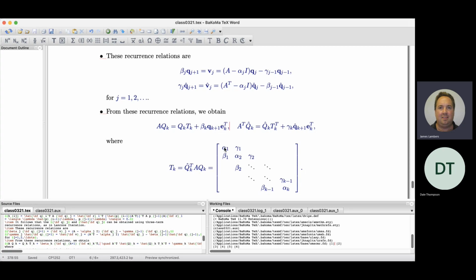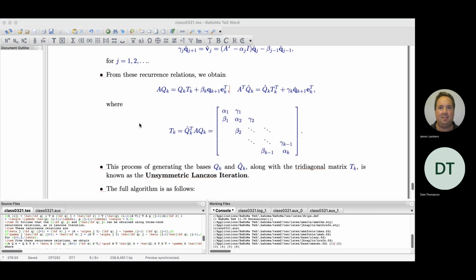So now I have this matrix that's not symmetric, being formed in terms of capital QK and capital QK hat. Okay. So this process I've just described is called unsymmetric Lanczos iteration. So it requires two initial vectors, generates two sets of vectors that are biorthogonal, and still generates a tridiagonal matrix. It's just not symmetric because A is not symmetric.